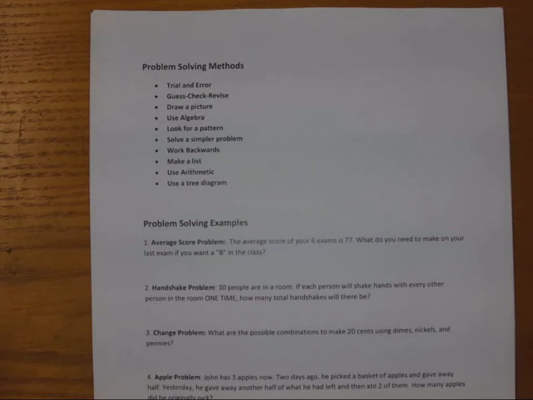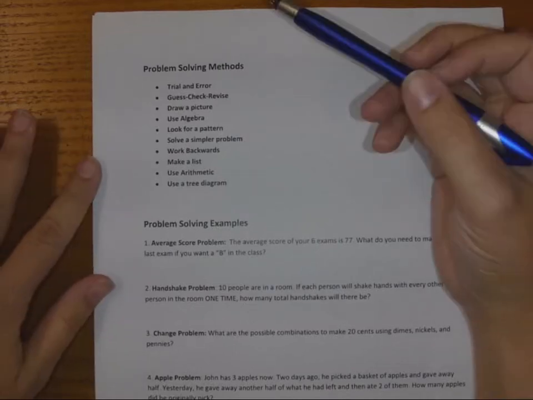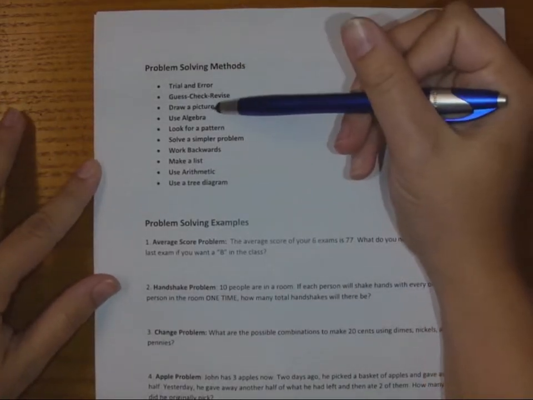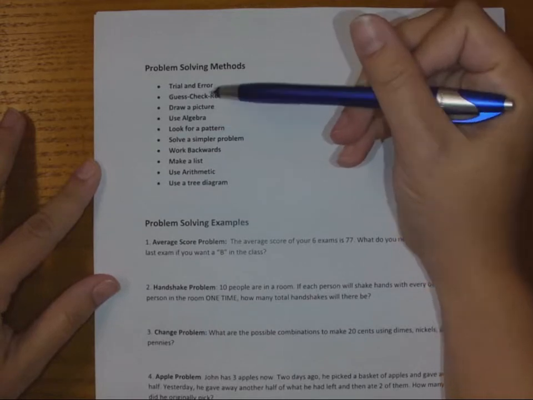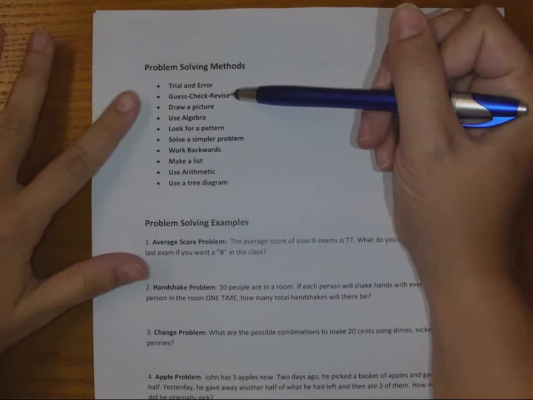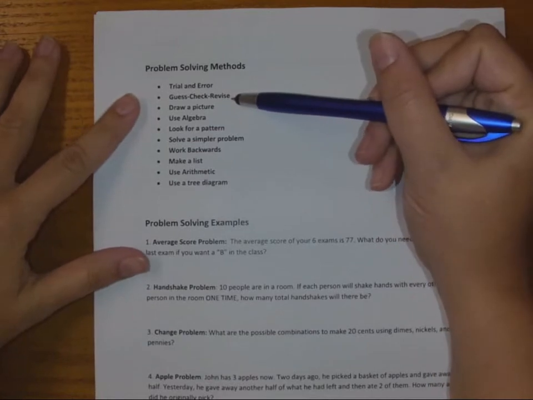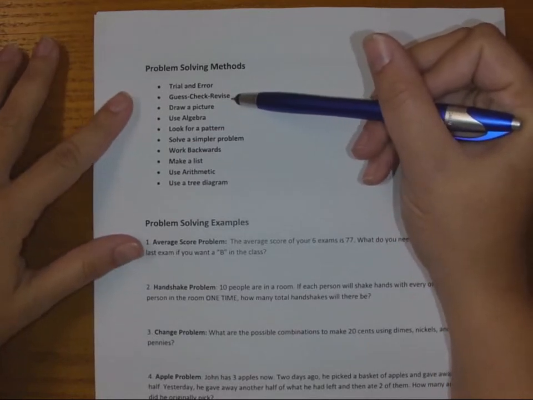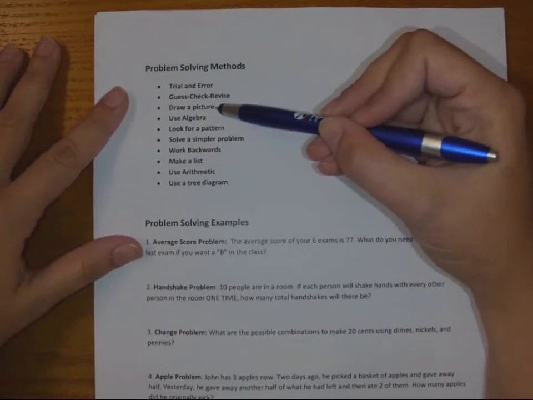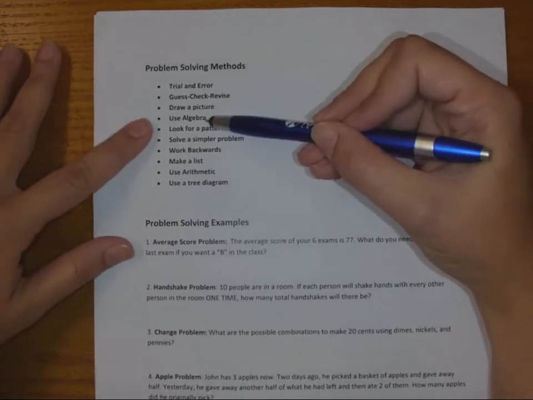Okay, so during the last video, we covered 4 problem-solving methods. We covered trial and error, guess, check, and revise, draw a picture, and using algebra. So the trial and error was just literally making a guess and seeing if it works. Guess, check, and revise is making a guess, thinking about how you could change it to get the correct answer. Drawing a picture was drawing a picture to figure out the answer, and using algebra.